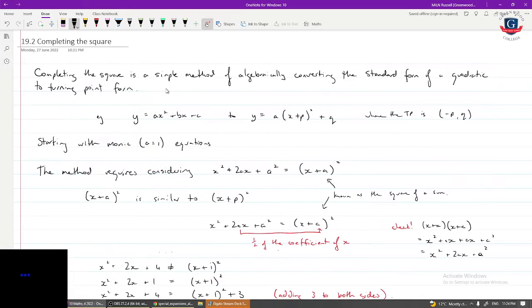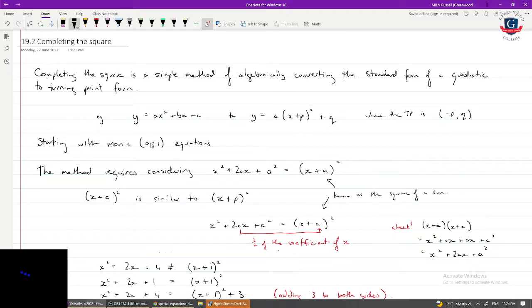Hello everybody. Today we're going to have a look at completing the square. Completing the square is a simple method of converting a quadratic equation in standard form to an equation in turning point form. So if we're going to explain that, we have a standard form equation. We want it to look like this, where the turning point would be negative p, q.